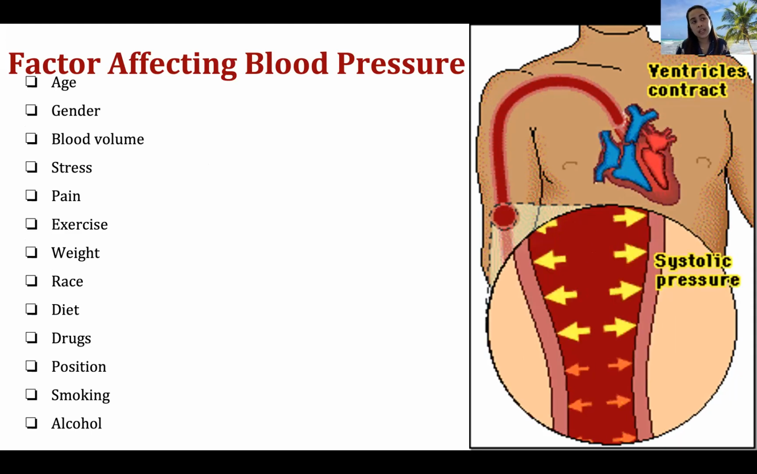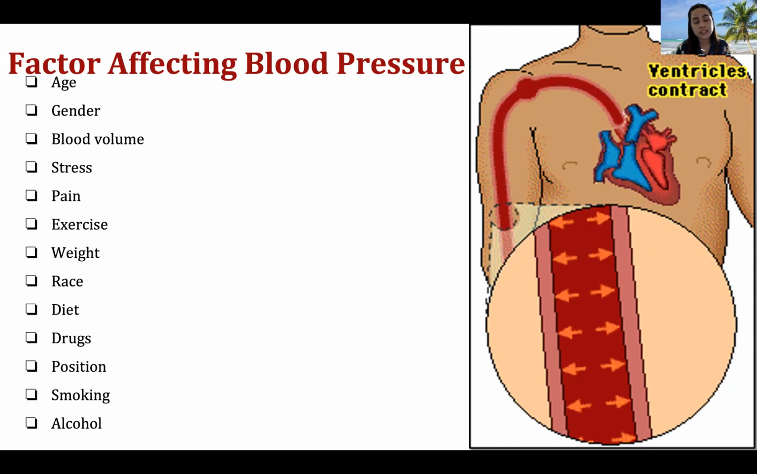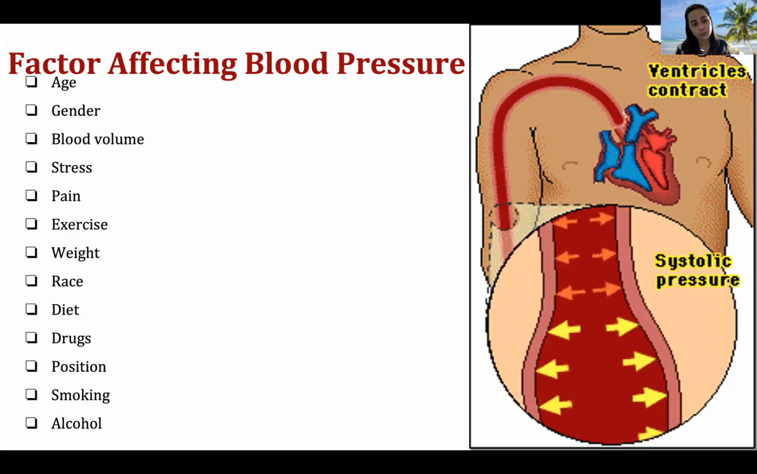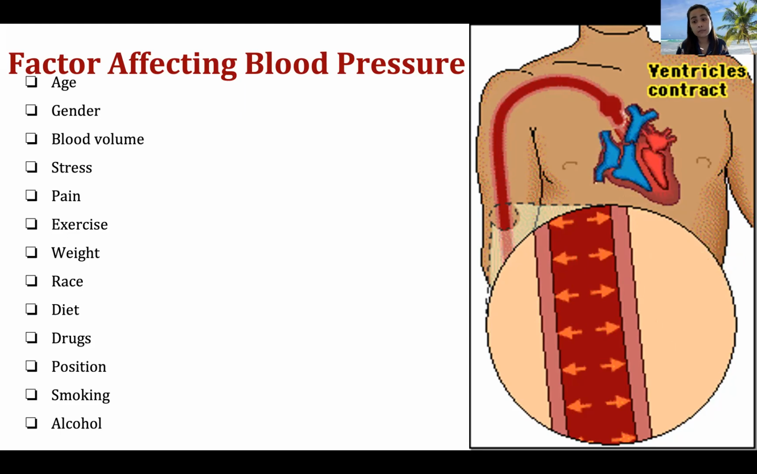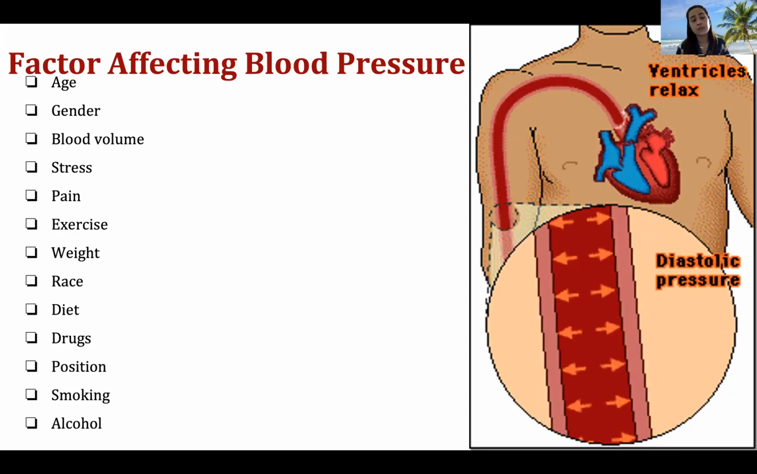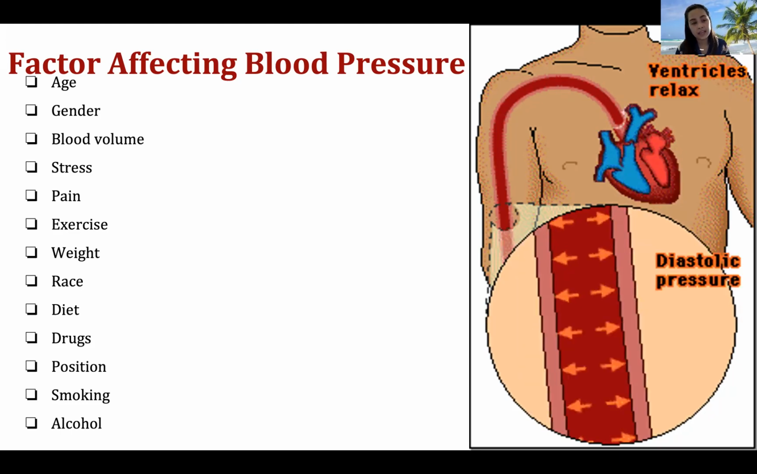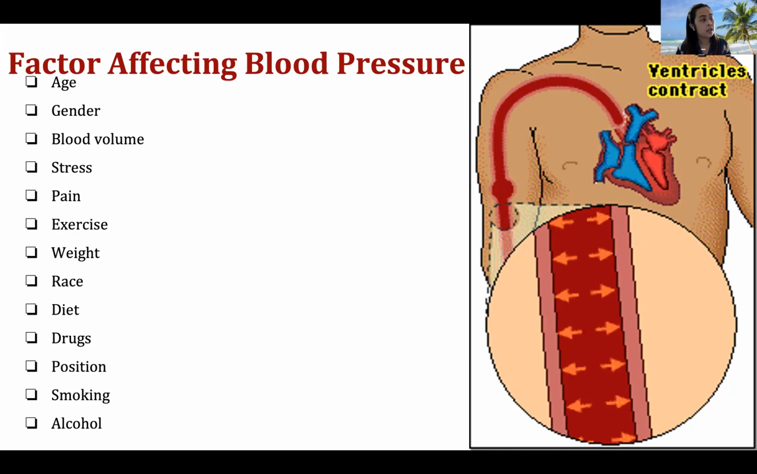Age. If the person's age increases, the blood pressure will also increase. If you notice, elderly patients have high blood pressure. Why? Because their arteries are not as good as when they were young. That's why the blood pressure is high. Gender. Male patients have higher blood pressure compared to female patients.